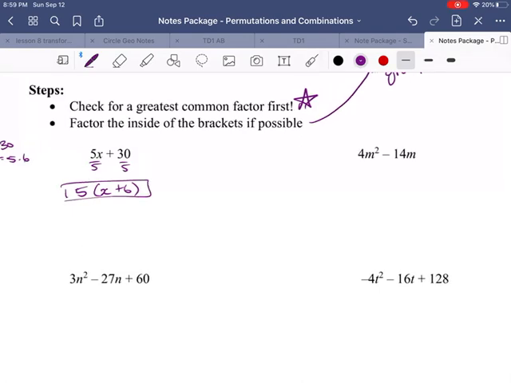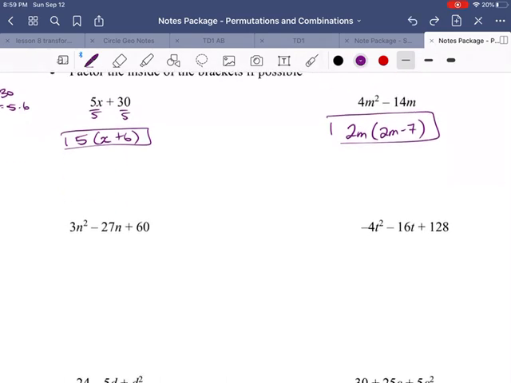The second one here, I see 4m squared and 14m. Now it has m in common. 14 is not divisible by 4, but it's divisible by 2. So I can factor out 2m, and I'm left with 2m minus 7. So if you were to reverse the process, 2m times 2m gives me 4m squared, and 2m times negative 7 gives me negative 14m.